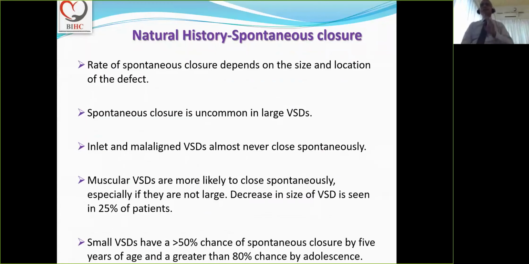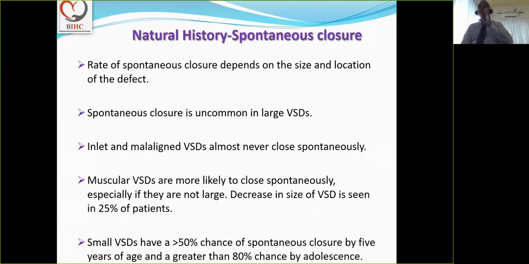Second, certain types of defects: an inlet VSD, a malaligned VSD, and also a subpulmonic VSD. I have not mentioned it in the slide, but a subpulmonic VSD does not close spontaneously. An inlet VSD, a malaligned VSD, and a subpulmonic VSD, they do not close spontaneously.